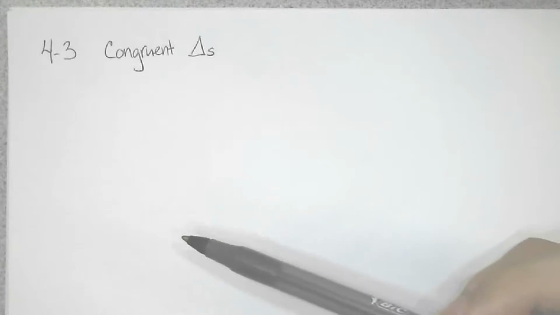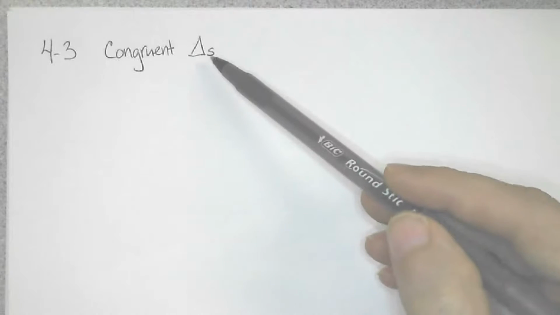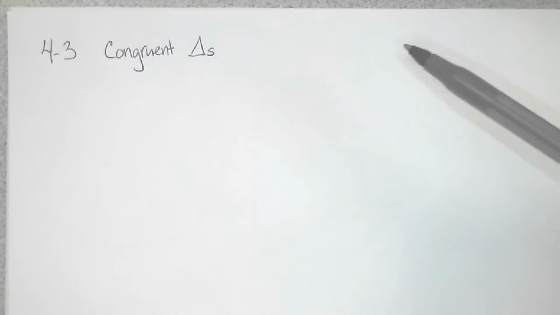Alrighty, so this is Chapter 4, Section 3, Congruent Triangles. Now, even though the name's Congruent Triangles, what we are going to go over applies to geometric figures, so congruent polygons as well, but as you can tell by the title, we're going to concentrate on triangles.